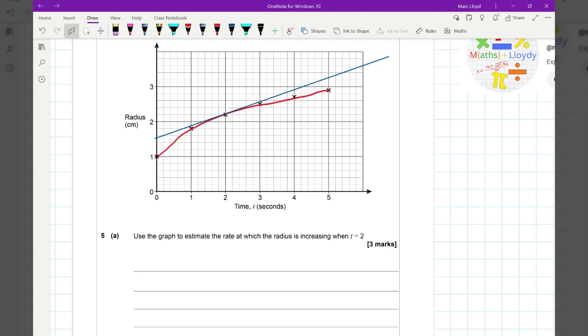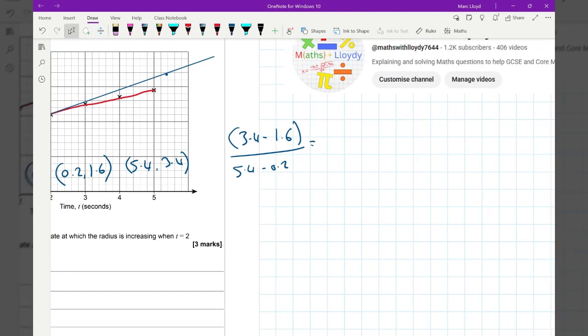Finding a coordinate is going to be the challenge. Oh, there's one at 0.2 and that's 1.6. That's one coordinate that we've got. And then another coordinate, there we are, that's one there. So that's 5.4 to what looks like 3.4. Okay, change in y: 3.4 take away 1.6, divided by the change in x, 5.4 take away 0.2. I'm not making any mistakes here.